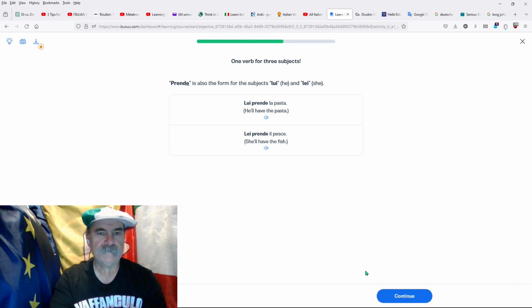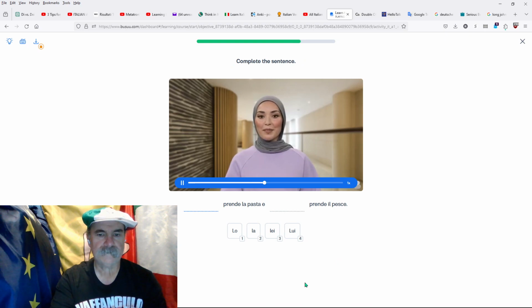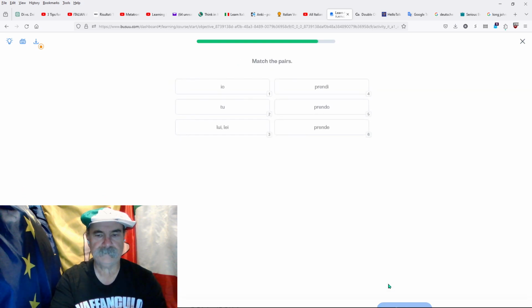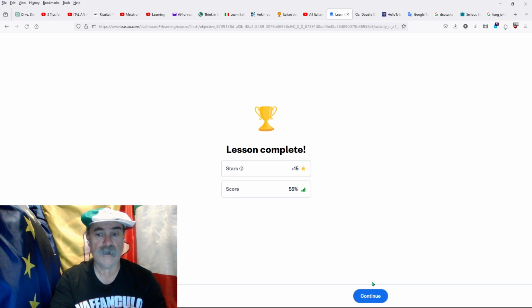One verb for three subjects. Prenda is also the form for the subjects lui and lei, he and she. Lui prende la pasta. Lei prende la pesce. Il Lui pesce. prende la pasta e lei prende il pesce. Lui prende la pasta e lei prende il pesce. Match the pairs. Io prendo. Tu prendi. Lui o lei prende. Ta-dum!